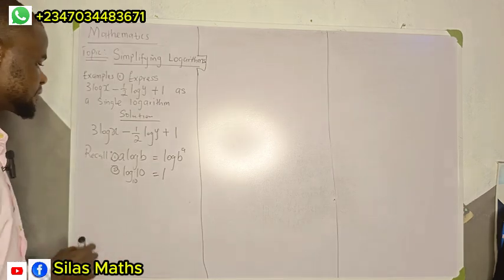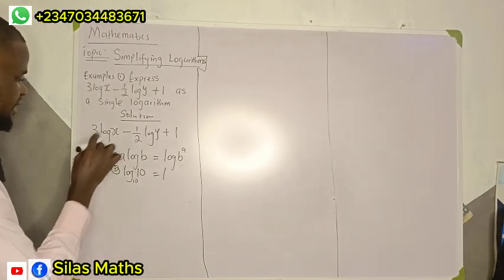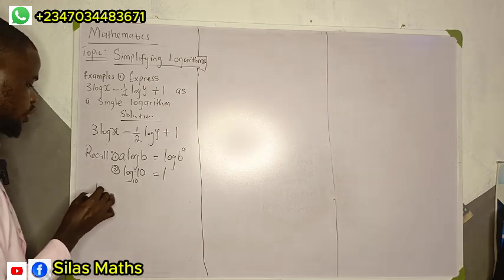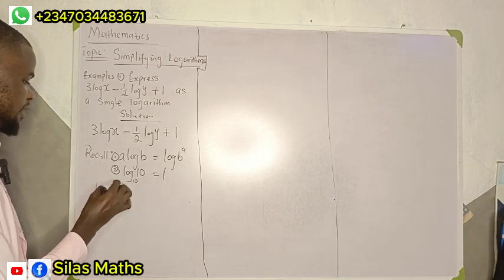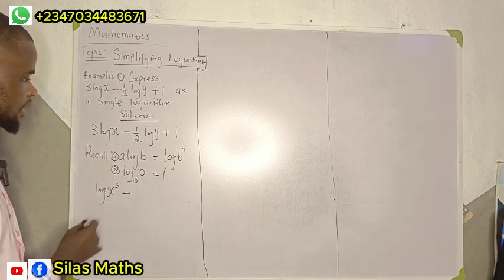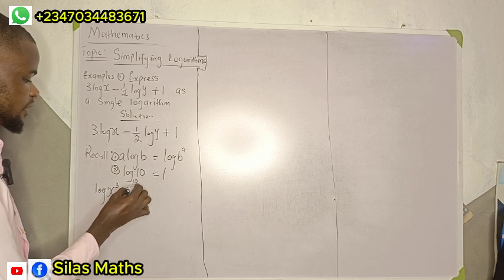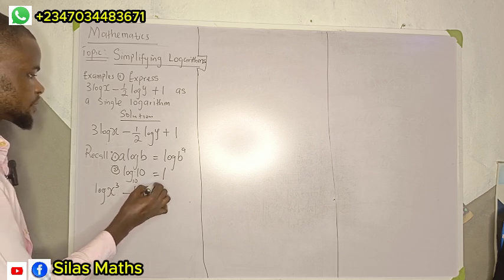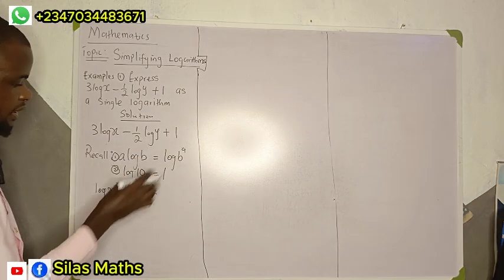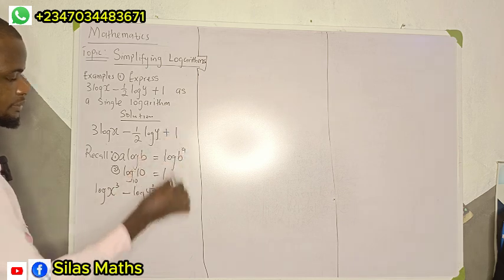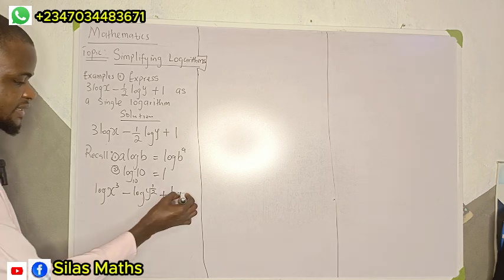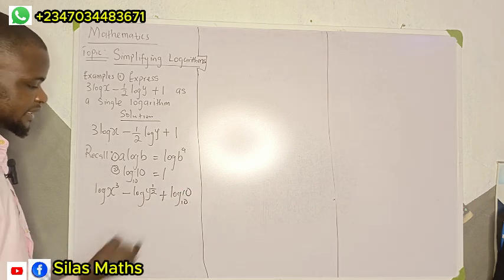So applying that here, I can justify by saying that this expression here, 3 log x, is equal to what? Log x raised to the power of 3. This gives me minus, taking this power over here, minus log y raised to the power of 1 over 2. That's applying this law here. So plus this becomes what? Log of what base is this? This is base 10, so I can say log 10 base 10.